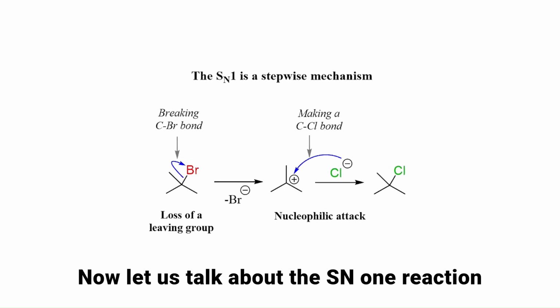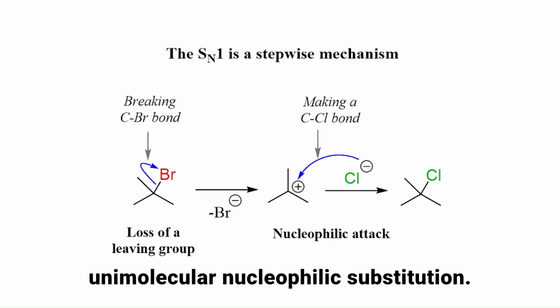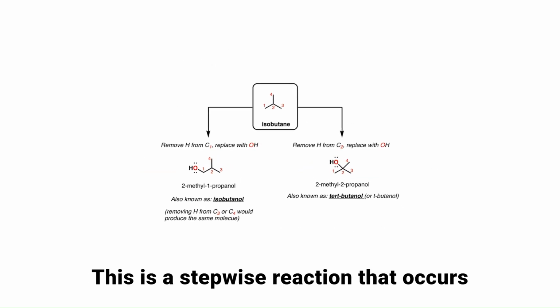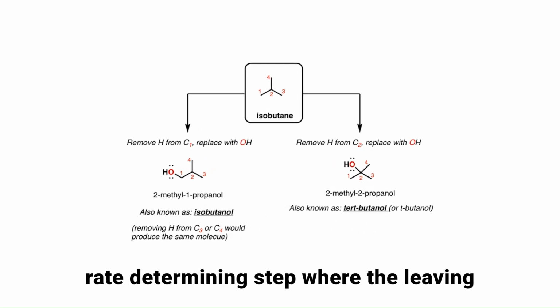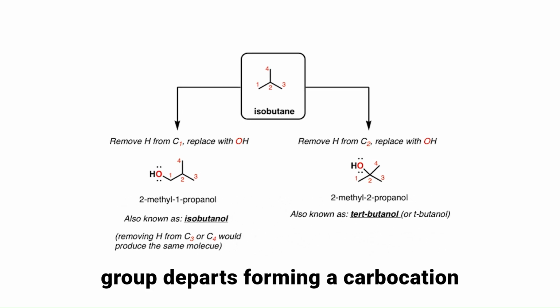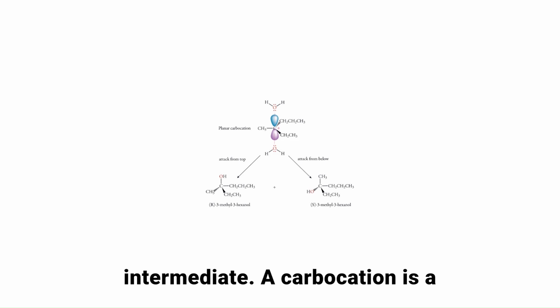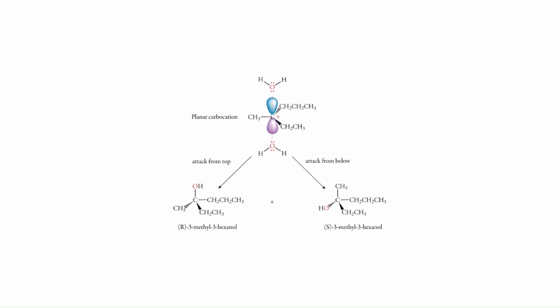Now, let's talk about the SN1 reaction mechanism. SN1 stands for Unimolecular Nucleophilic Substitution. This is a stepwise reaction that occurs in two stages. The first step is the rate-determining step, where the leaving group departs, forming a carbocation intermediate. A carbocation is a highly reactive species that is ready for nucleophilic attack in the second step.